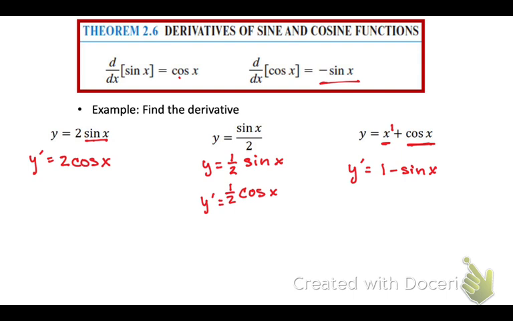Well, then can you just keep going? Yes. 1 minus cosine and 1 plus sine again. Yes, because we will do things like that. That means take the derivative of the derivative. So what's the derivative of 1? Nope, 0. 0 minus cosine.